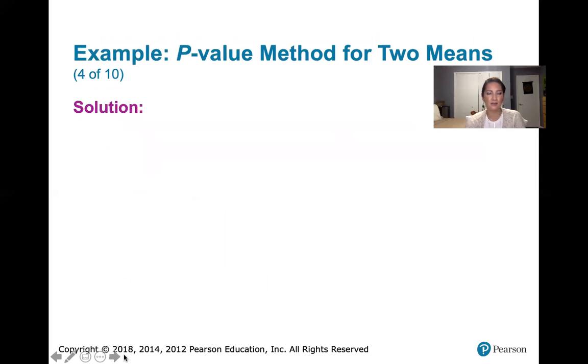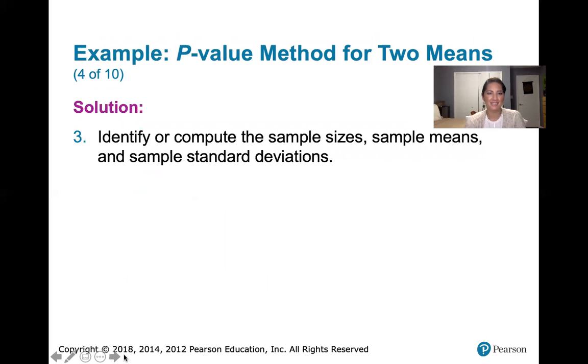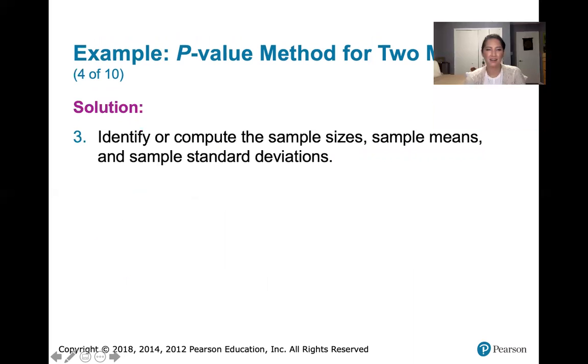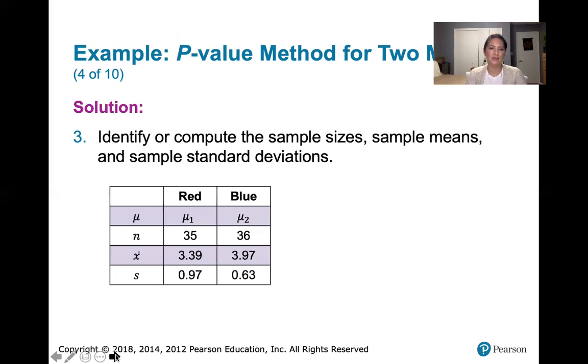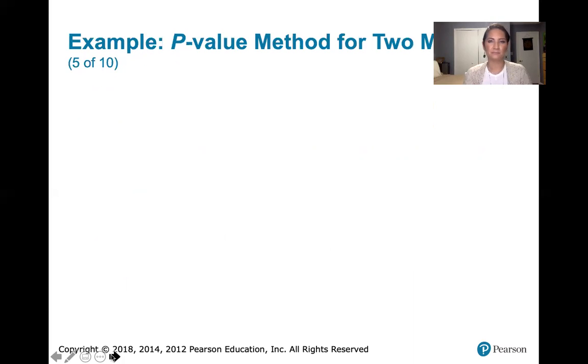Okay, so now I know what my null hypothesis is, and then we want to either identify or compute the sample sizes, sample means, and sample standard deviations, and those are given to us right here. The sample sizes are 35 and 36. The sample means are 3.39 and 3.97, and the sample standard deviations are 0.97 and 0.63.